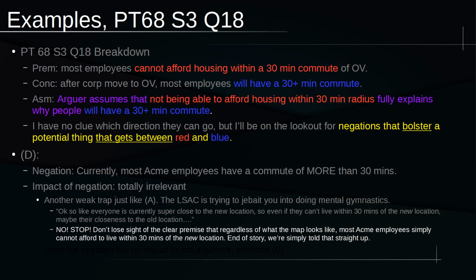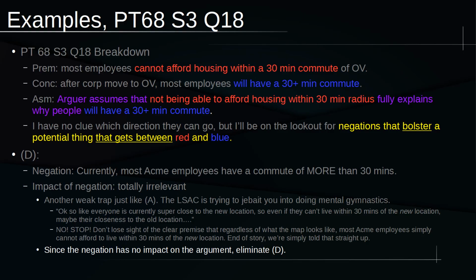Don't lose sight of the clear premise that regardless of whatever the map looks like, most employees simply cannot afford to live within 30 minutes of the new location. That's the end of the story because we're simply told that straight up. So since the negation, as put, has no impact on the argument, we are also eliminating this one.